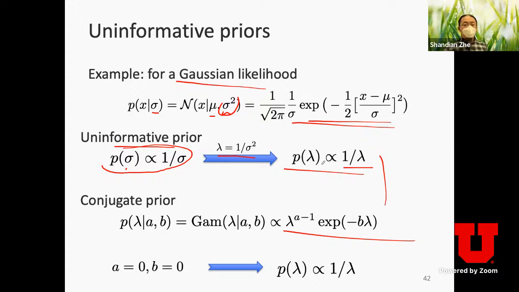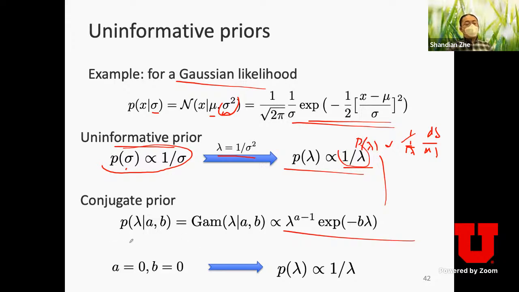This one? No, if you just calculate just 1 over lambda, you can apply the formula here. P(lambda) will be proportional to 1 over the square root of lambda, and you need to calculate d sigma over d lambda. So if you just multiply into it, it will give you this 1 over lambda.